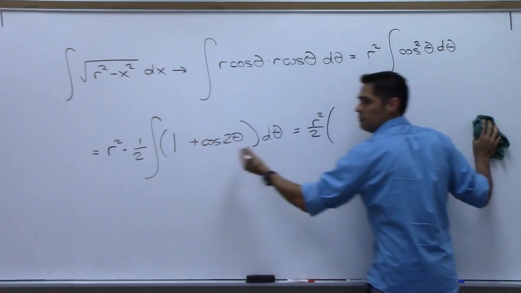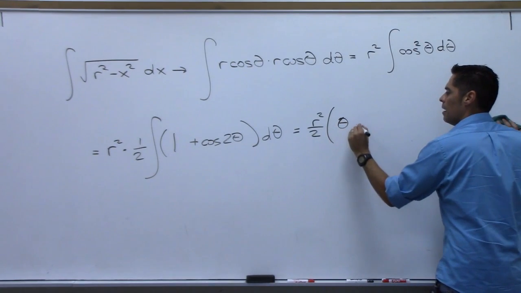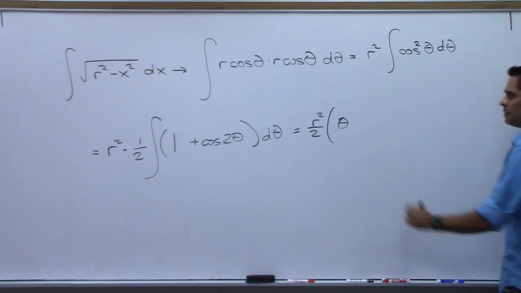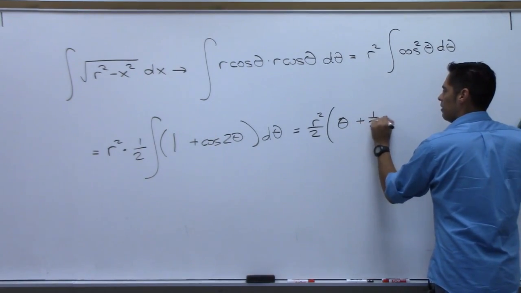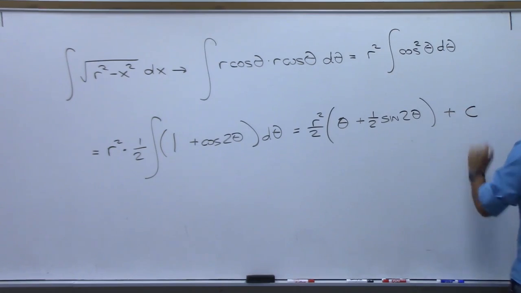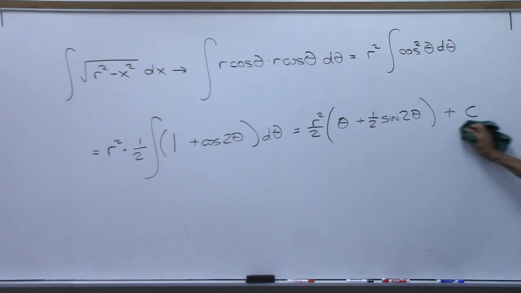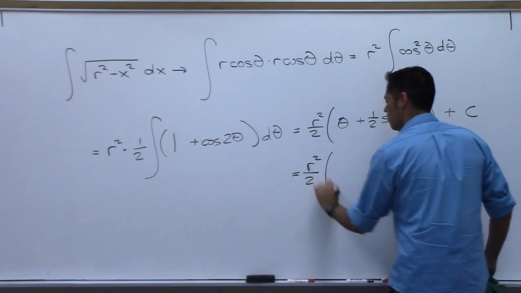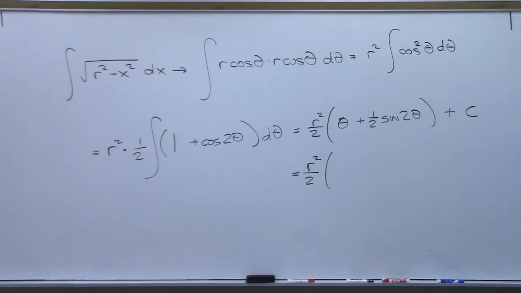Antiderivative of 1 is theta, antiderivative of cosine 2 theta is 1/2 sine 2 theta. Y'all learned something. That's good. Y'all are following along at exactly the speed you should be. And then r squared over 2. Oh, but you have to put it in terms of x again. Yes, you have to.